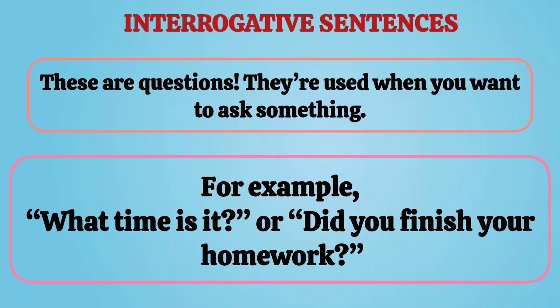Next, we have interrogative sentences. These are questions. They are used when you want to ask something. For example, what time is it? Or did you finish your homework? Notice they end with the question mark. These sentences help us gather information or clarify things. So, when you want to ask, remember it's an interrogative sentence.